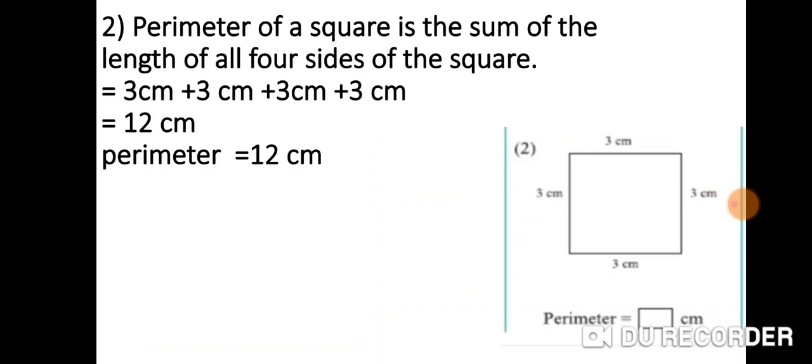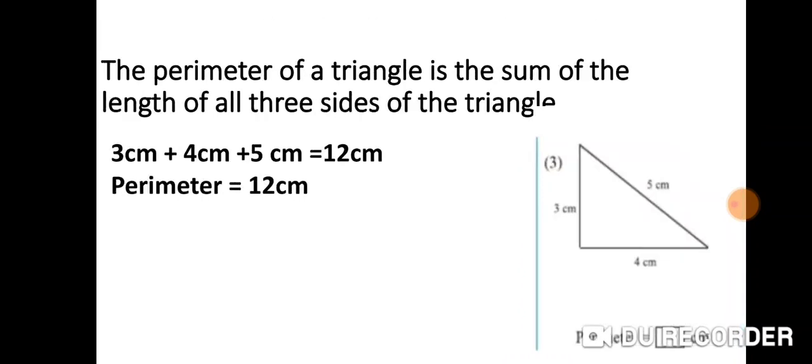That is 3 centimeters plus 3 centimeters plus 3 centimeters plus 3 centimeters. So, when you add that, 3 plus 3 gives you the answer 6, and 6 plus 6 is 12. So, the perimeter of this square is 12 centimeters. Our next sum, there's a triangle given to you, students. A 3-sided triangle. The measurements of the sides are 3 centimeters, 4 centimeters and 5 centimeters.